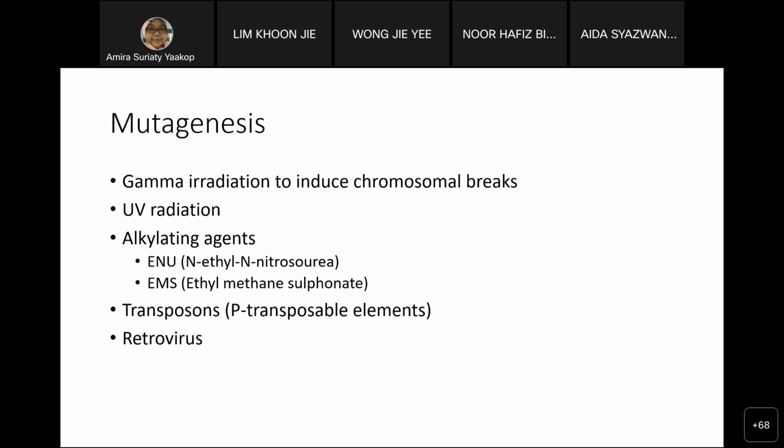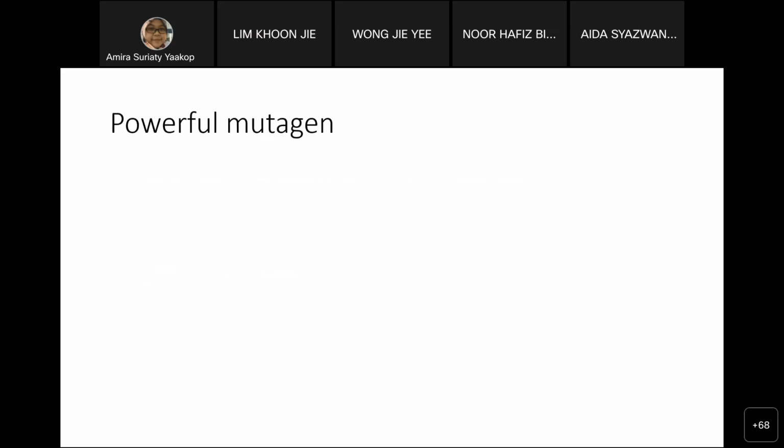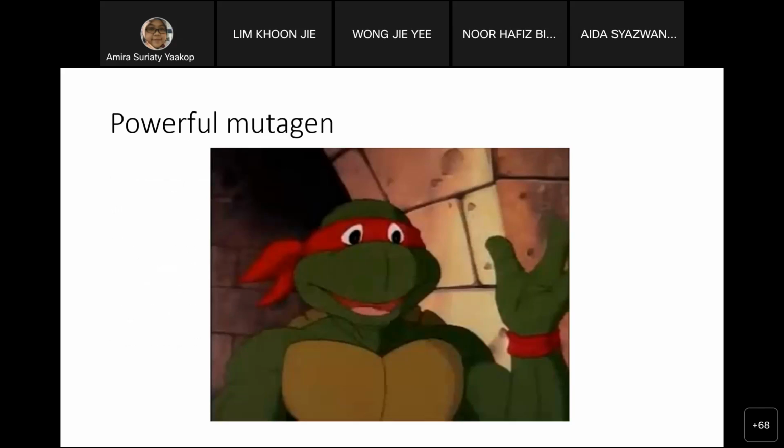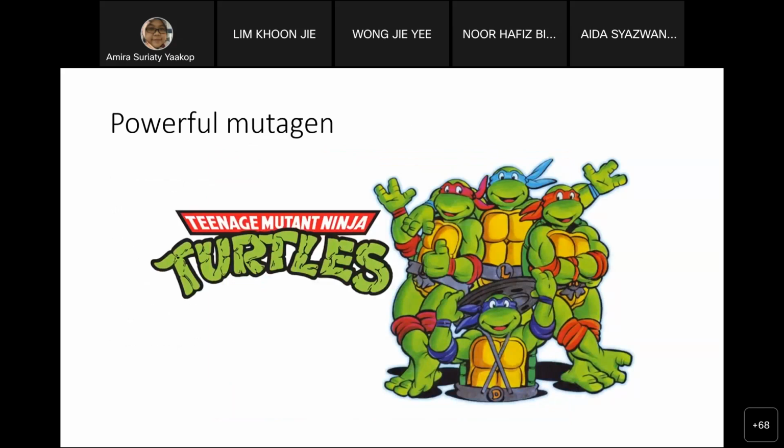So basically a normal mutagenesis can be caused by gamma irradiation that can induce chromosomal break, UV radiation, alkylating agent, transposon, retrovirus. So these are all the agents that can cause a mutagenesis inside a DNA. Alright, and then powerful. So this is an example of powerful mutagen.